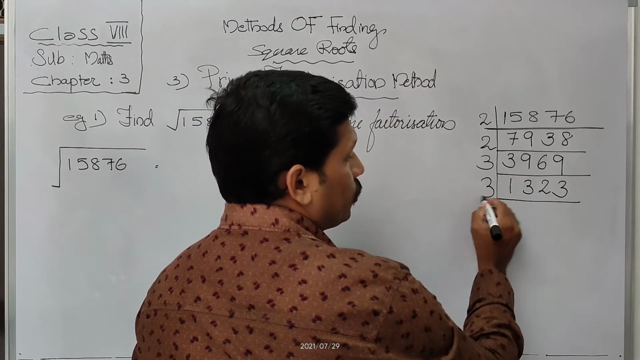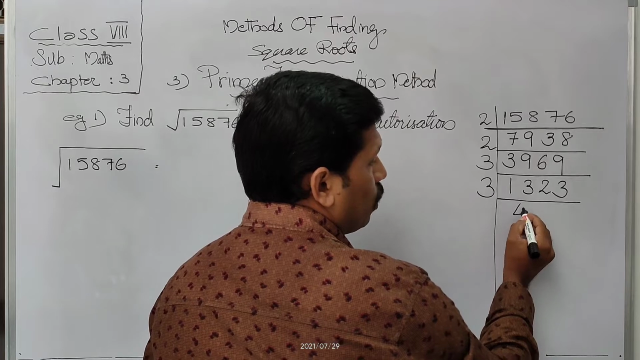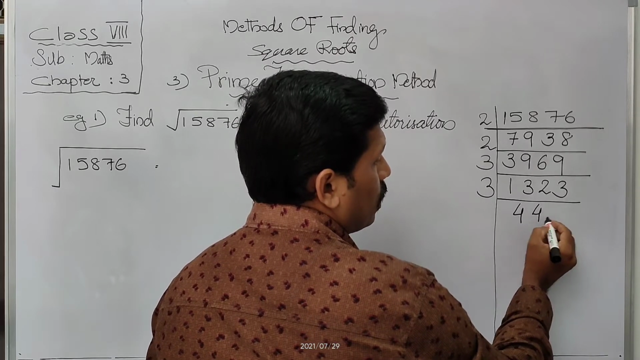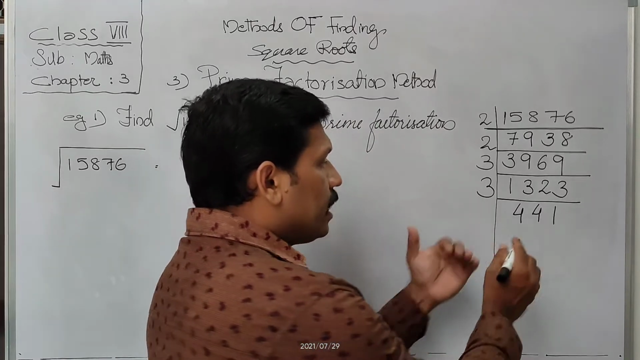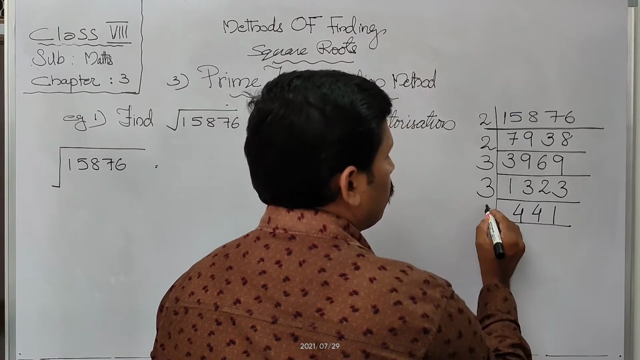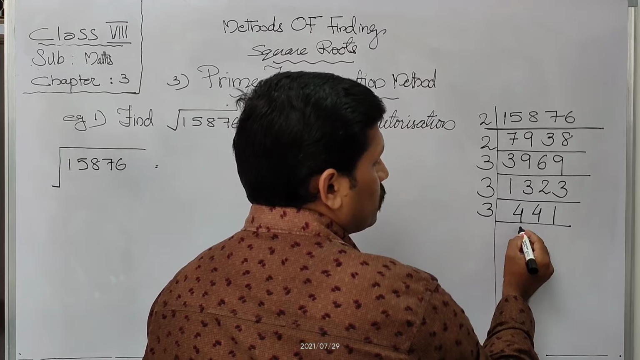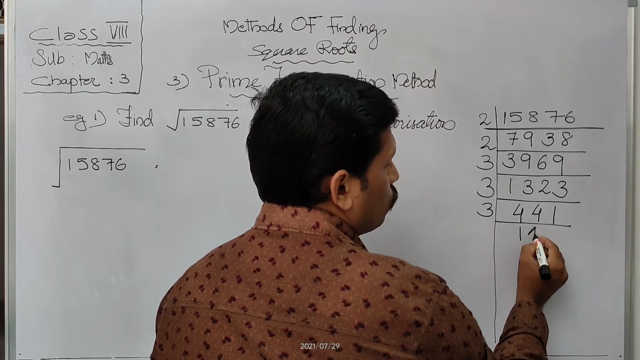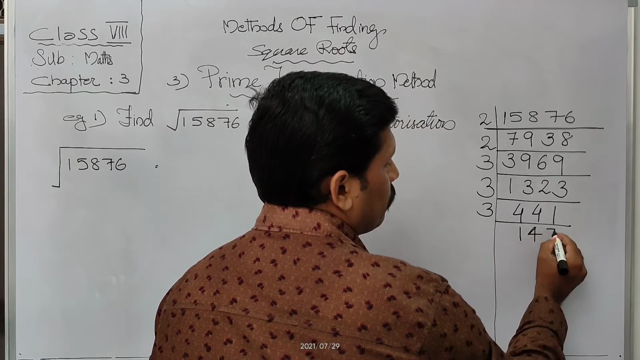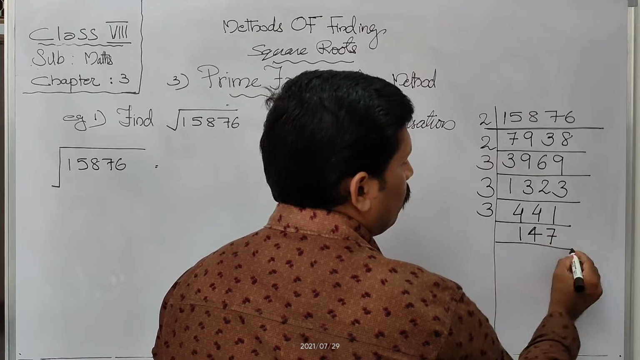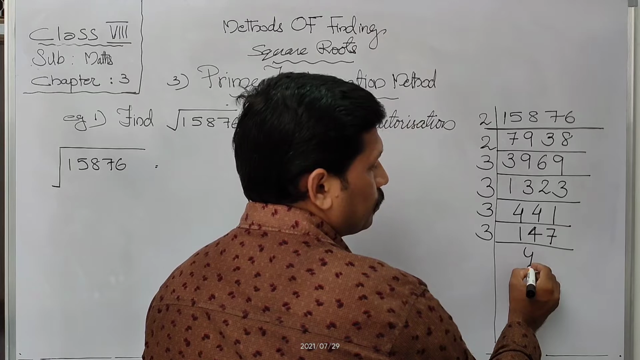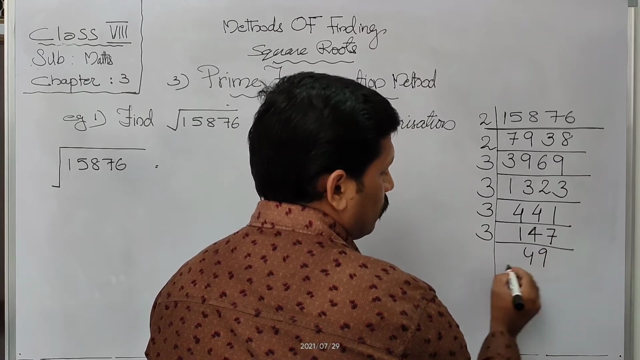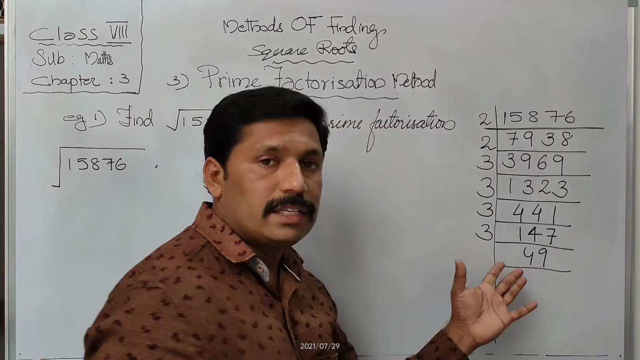Again we can divide it by 3. 3 4s are 12, and 3 4s are 12, and 3 1s are 3, 441. We can again divide this by 3. Then by 3 divide, 3 1s are 3, 3 4s are 12, and 3 7s are 21. Again we can divide this by 3. 3 4s are 12, 3 9s are 27. Now we cannot divide this number by 3.